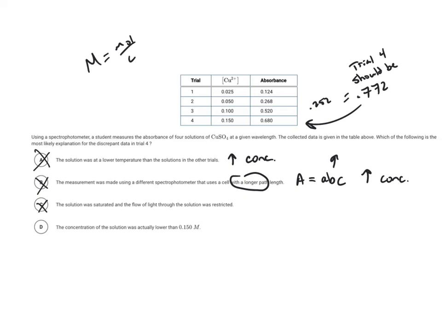Now by process of elimination, the correct answer is D. But D is indeed correct. Take a look. It says the concentration of the solution was actually lower than 0.15. Now that would result in an absorbance lower than it should be. So that is the correct answer.